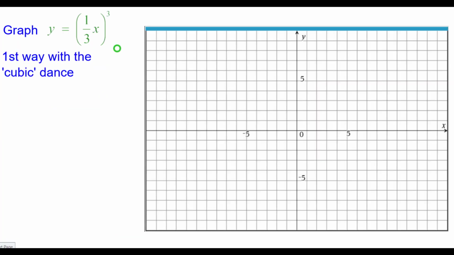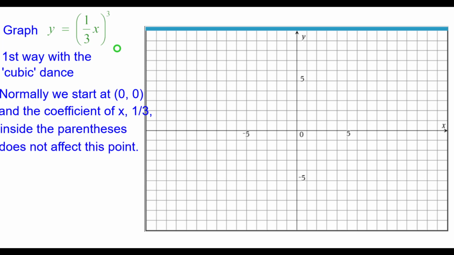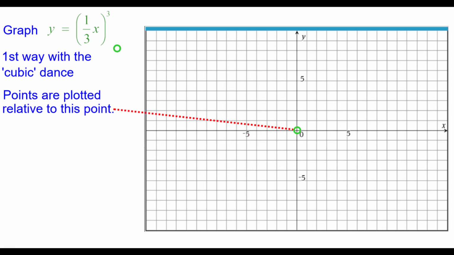The first way is with what we call the cubic dance. Normally we start at the origin, and the coefficient of x, which is 1/3, inside the parentheses does not affect this point. You can show that because when x equals 0, y is equal to 0. Points are plotted relative to the origin.